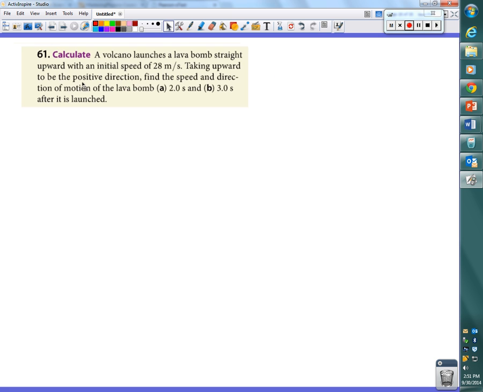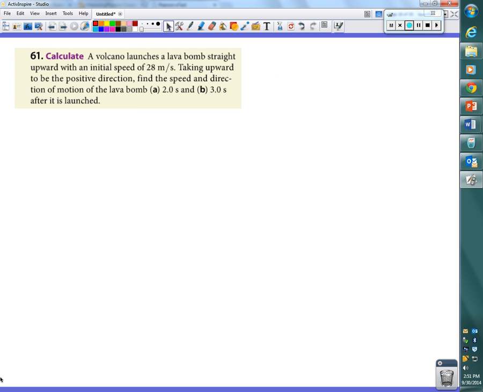All right, it says, a volcano launches a lava bomb straight upward with an initial speed of 28 meters per second. Taking upward to be the positive direction, find the speed and direction of motion of the lava bomb 2 seconds and 3 seconds after it's launched. We are running out of time, so I'm just going to walk you through this one, okay? If it says, find the speed and direction after, what is it asking you to solve for? Final velocity, right?